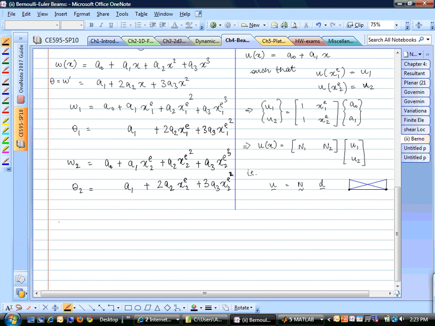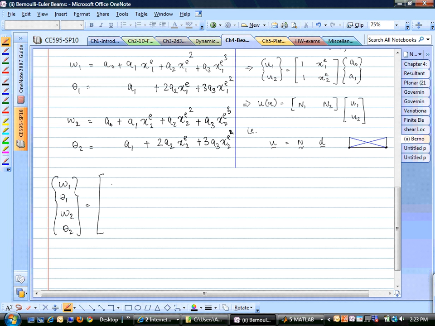And if you were to write this thing in matrix form, you would get W1, theta 1, W2, theta 2. These are the element degrees of freedom, equal to a matrix where you can calculate terms here, 1, x E1, x E1 square, x E1 cube and so on, times A0, A1, A2, A3. And you can invert this matrix to calculate what these things will be, and I'll tell you what the final form is maybe next time.